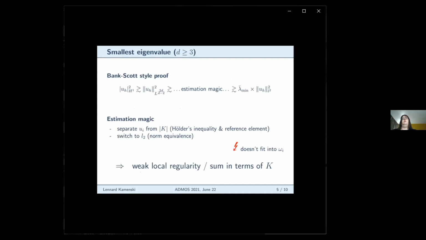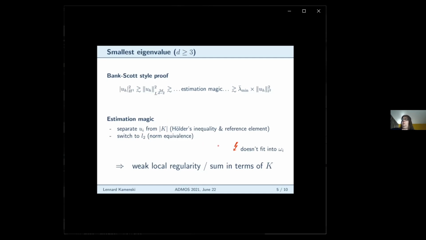Let's take a look at the usual proof. It starts with an estimation of the H1 semi-norm through the best possible L norm, and it shouldn't end with the discrete L2 norm. In between, we sum up element-wise, then separate the nodal function values from the geometry contribution with the Holder's inequality, and then we switch to the discrete L2 norm using norm equivalence.